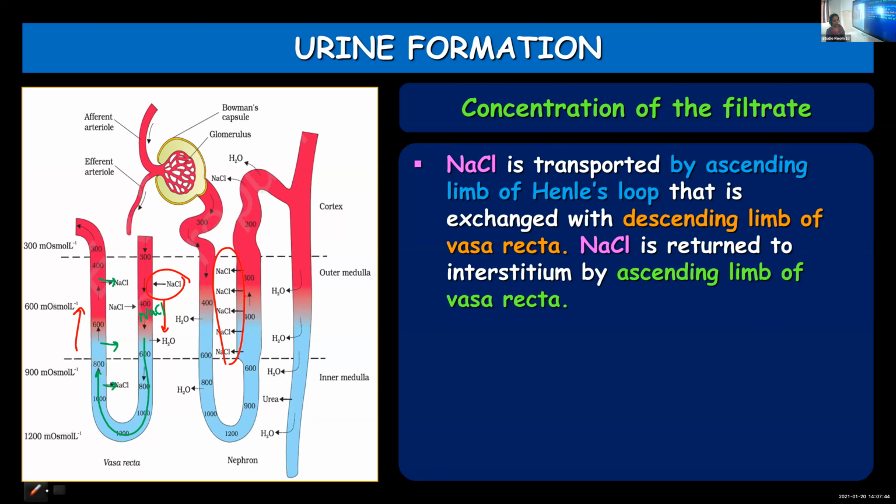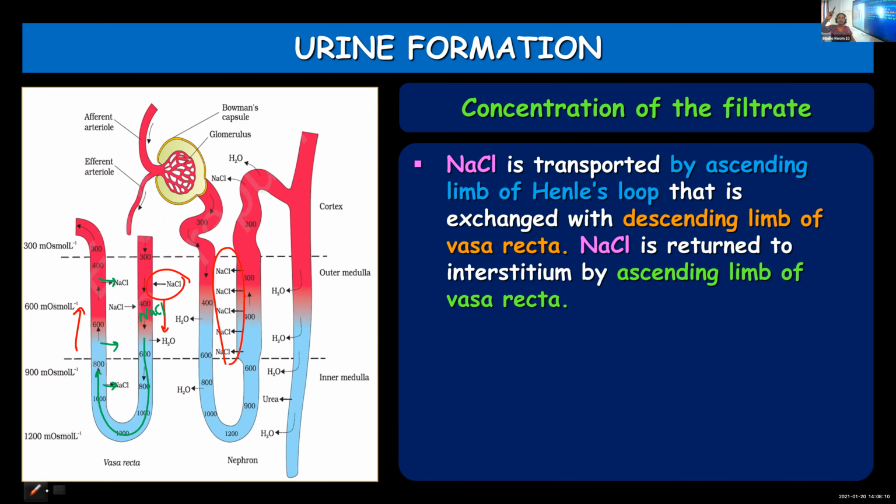I'll repeat once again. I told you that the gradient, the difference in the osmolarity between the cortex and medulla, is brought about by the transport of NaCl and urea. And as we have already learned, the descending limb is impermeable to electrolytes like sodium chloride, but permeable to water, descending limb.